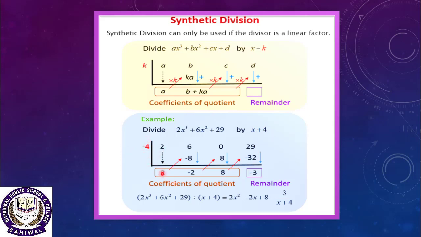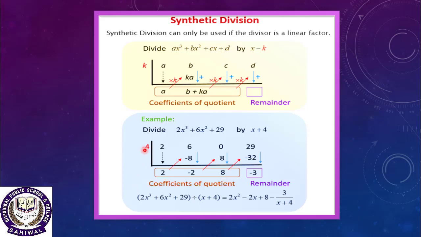We bring 2 down without any change in it. Multiplying this 2 by minus 4, we get minus 8. When minus 8 is added in 6, we get minus 2. When this minus 2 is multiplied with minus 4, we get positive 8. When this positive 8 is added in 0, we get 8.